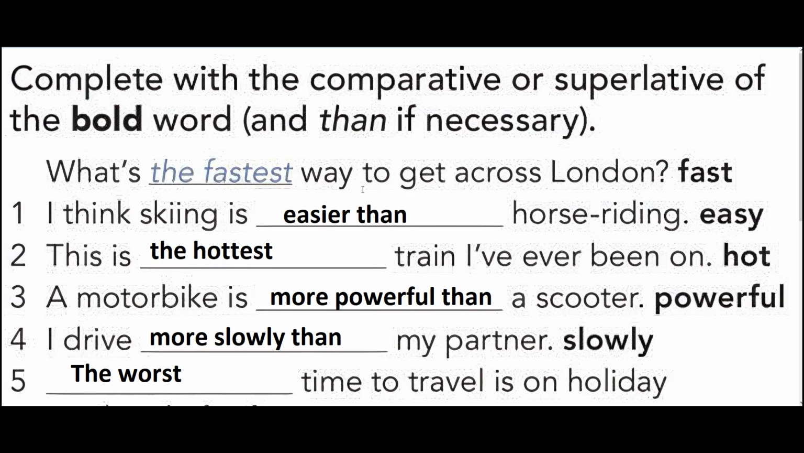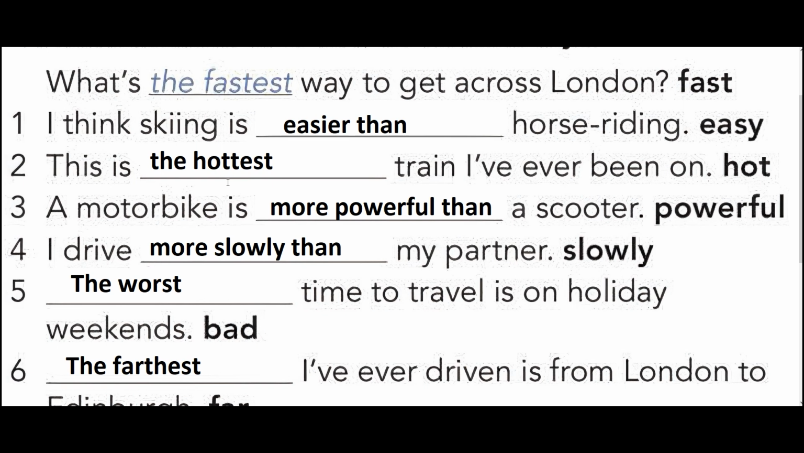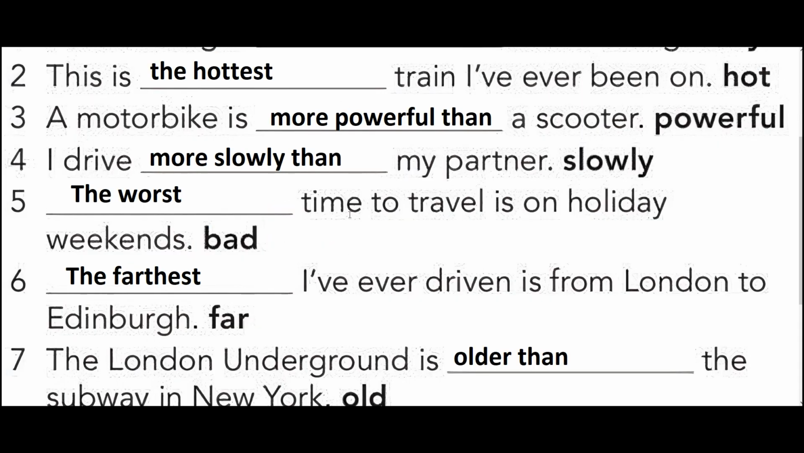What's the fastest way to get across London? I think skiing is easier than horse riding. This is the hottest train I've ever been on. A motorbike is more powerful than a scooter. I drive more slowly than my partner. The worst time to travel is on holiday weekends.